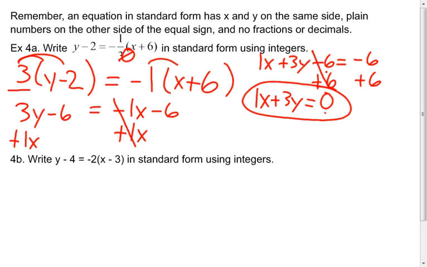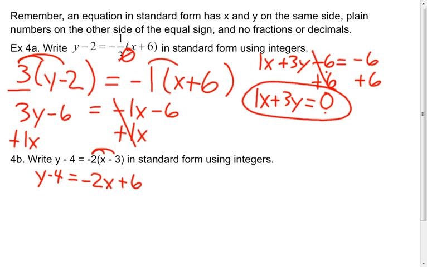Let's try one more. This one does not have a fraction in it, so I don't have to clear fractions. So the first thing I'm going to do is distribute. Negative 2 times x is negative 2x. Negative 2 times negative 3 is plus 6.